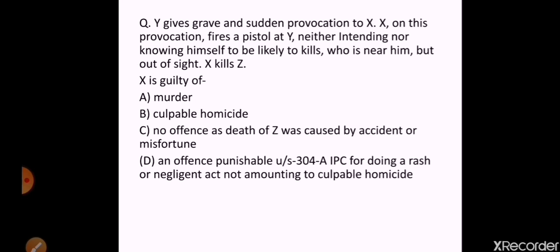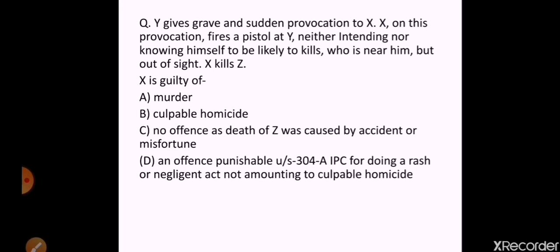The next question is, Y gives grave and sudden provocation to X. X on this provocation fires a pistol at Y, neither intending nor knowing himself to be likely to kill Z, who is near him but out of sight. So X kills Z. X is guilty of A. Murder, B. Culpable homicide, C. No offence as death of Z was caused by accident or misfortune, D. An offence punishable under section 304A of IPC for doing a rash or negligent act not amounting to culpable homicide.